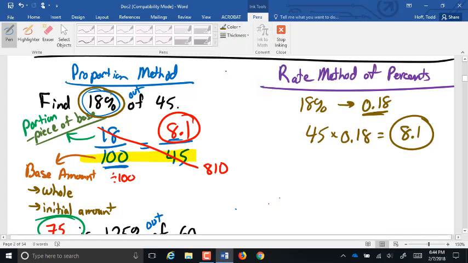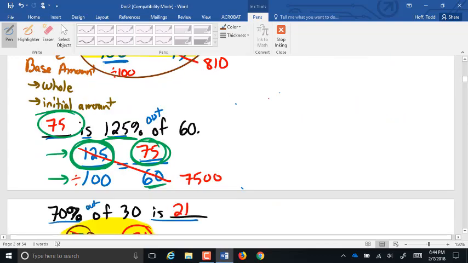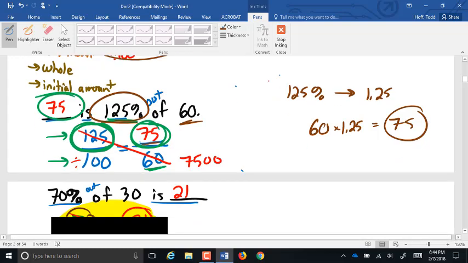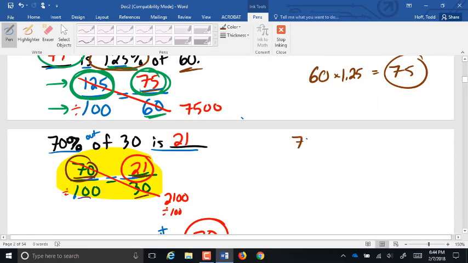That actually seems relatively simple, almost easier than this proportion. Even this one down here, we have 125%. As a decimal, that's 1.25. We would take our number there, 60, times 1.25, which would give us 75, which is our answer. Again, that seems quicker and simpler. And for these two problems, it was quicker and simpler. Even the third one here, it would be simpler. 70% as a decimal is 0.7. You take 30 times 0.7 is 21.